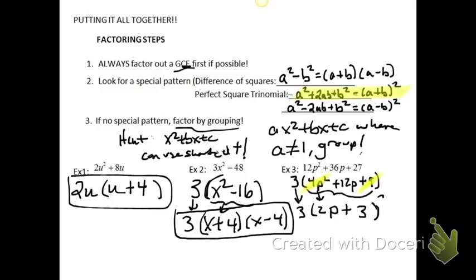Now remember, to complete this, it should be quantity squared. Now, remember how we checked the middle term. I should multiply these guys together. A 2p times a 3 makes 6p, but remember then we doubled it. So 2 times 6p is 12p. Hey, that matches my middle term. So I've factored this one correctly. I have 3 times the quantity 2p plus 3 squared.